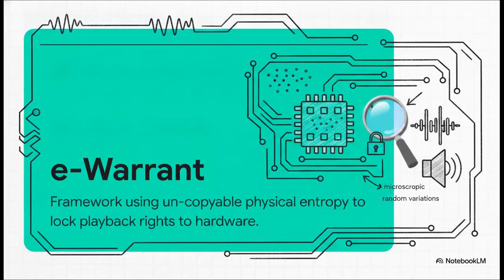The engine behind this is the E-warrant framework, and it brilliantly utilizes something called physical entropy. See, during chip manufacturing, the OTC arrays develop these microscopic, random variations. It's totally natural, but it creates a physical fingerprint for every single playback device that is literally impossible to clone. The E-warrant uses this unhackable physical reality to lock playback rights directly to that specific hardware layer.